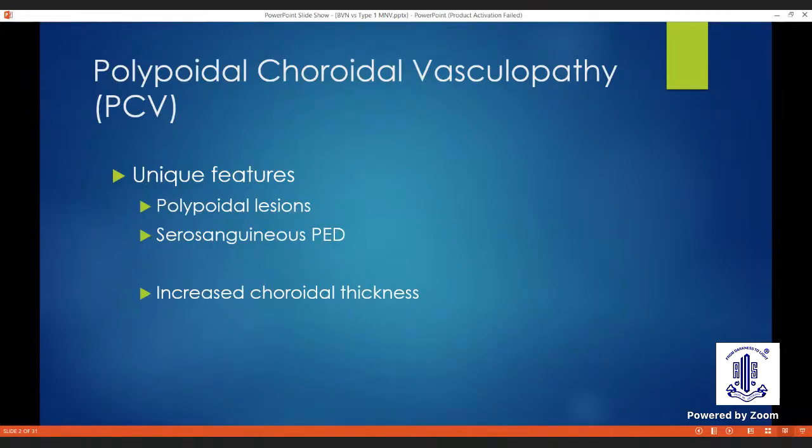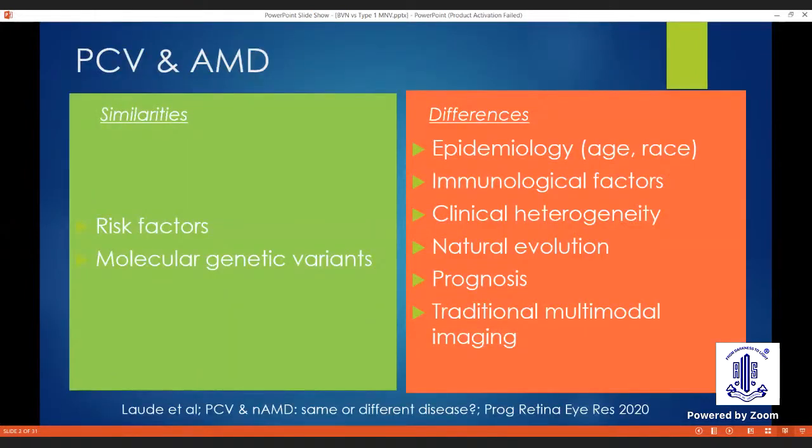Yeah, much better. So even after 40 years of its formal introduction by Yannuzzi, the PCV disease as such still remains an enigma, and it is yet to be comprehended completely. There are certain unique features that help us to differentiate clinically and with imaging, but there is a clear-cut need to differentiate this from neovascular AMD, because there are some similarities, but more because of its differences.